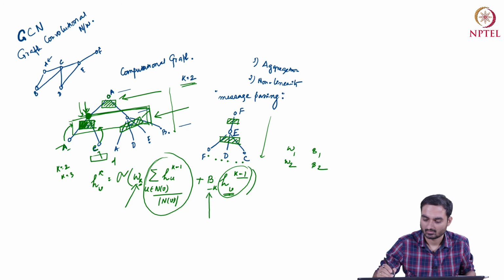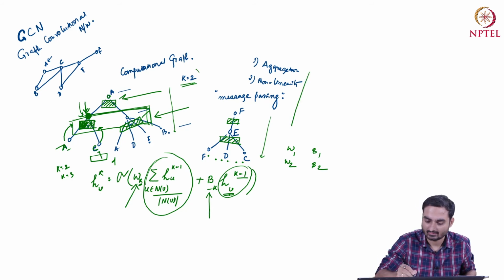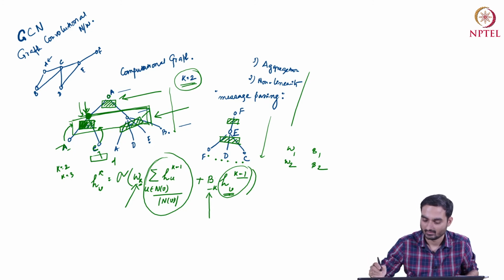Now, a few points to mention here. This is the hyperparameter that we set. Generally, it is set to 2. It can be 3 also, but not very high, because if you make it very high, then you exhaust all the nodes, the entire graph, which we do not want.